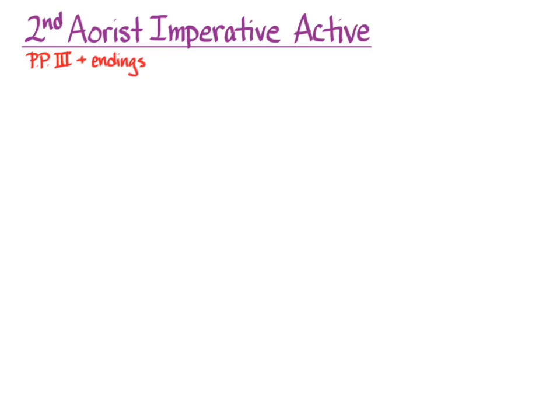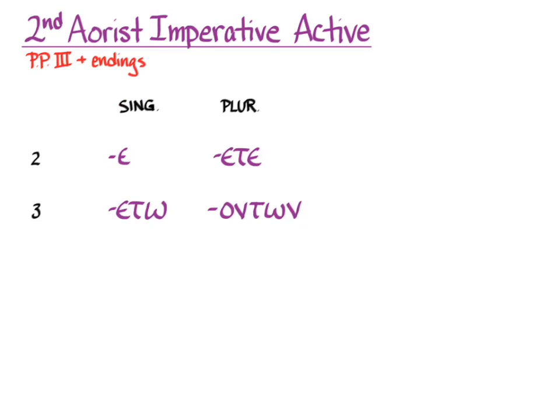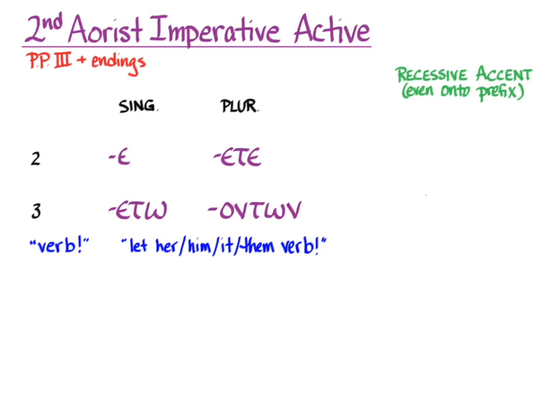So that stem, of course, will come from your third principal part. Your endings then are eto, ete, and ontone. And the default translation is the same as the first aorist. The accent is recessive, even onto the prefix. Again, we need to be careful in the third person plural about confusing it with a genitive plural participle.